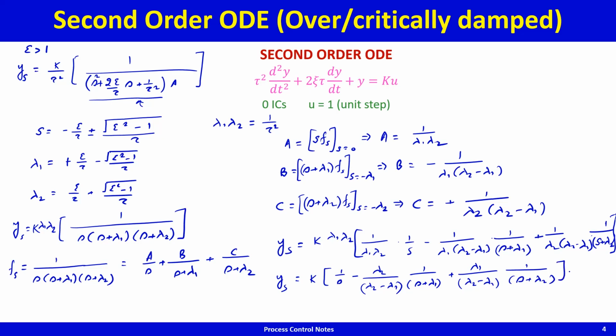And once you have that, you know the inverse Laplace transform of this. 1 by s is the Laplace transform of 1. 1 by s plus lambda 1 is the Laplace transform of e to the power minus lambda 1 t, and 1 by s plus lambda 2 is the Laplace transform of e to the power minus lambda 2 t. So therefore y of t is going to be k times [1 minus lambda 2 upon lambda 2 minus lambda 1 e to the power minus lambda 1 t plus lambda 1 upon lambda 2 minus lambda 1 times e to the power minus lambda 2 t].